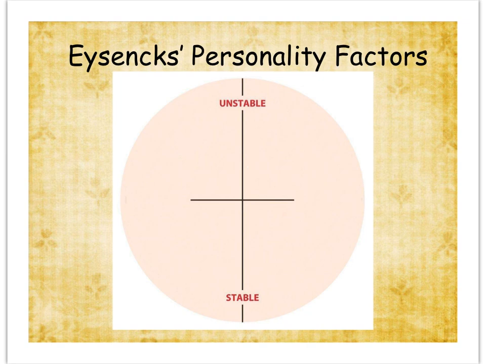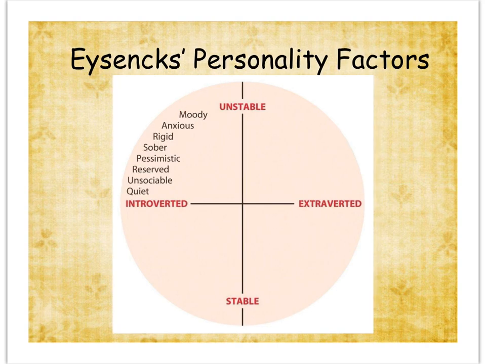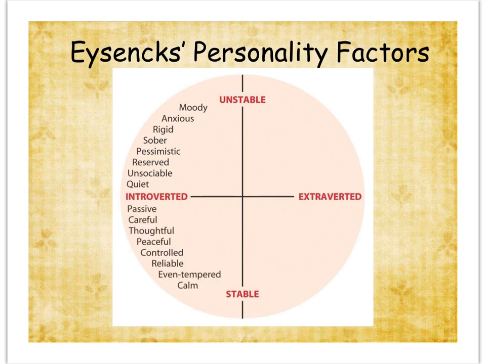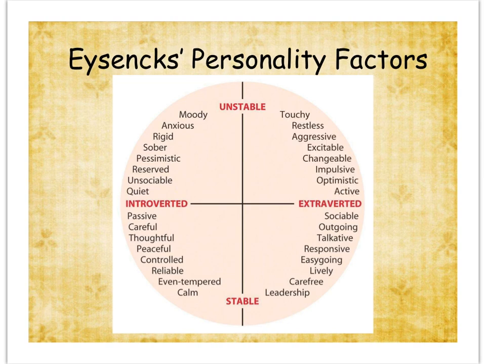So if we break down Eysenck's theory, you want to look at it as a continuum, really, between being unstable and stable, and then the continuum going in the other direction from introverted to extroverted. So if your personality type is more in the introverted, unstable, these are the characteristics: moody, anxious, rigid, sober, pessimistic, reserved, unsociable, quiet. If you fall in the introverted, stable category, you're more passive, careful, thoughtful, peaceful, controlled, reliable, even-tempered, and calm. In the stable, extroverted category, you'd be more sociable, outgoing, talkative, responsive, easygoing, lively, carefree, and more of a leader. And more unstable but extroverted, you'd be touchy, restless, aggressive, excitable, changeable, impulsive, optimistic, and active.